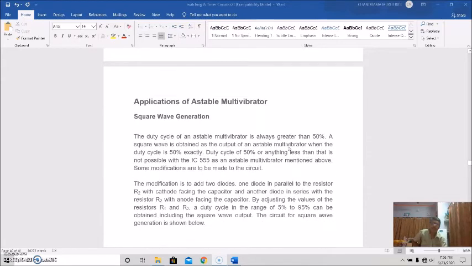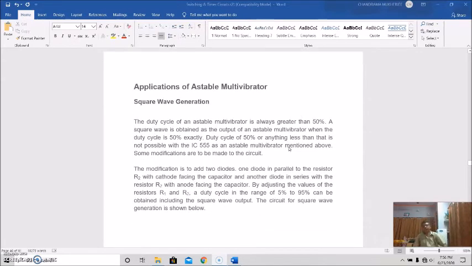Let us start with the 555 timer IC as an astable multivibrator for square wave generation. The duty cycle of an astable multivibrator is always greater than 50%. That is because the duty cycle is T on by T, and T on is greater than T off. So of course it will always be greater than 50%.